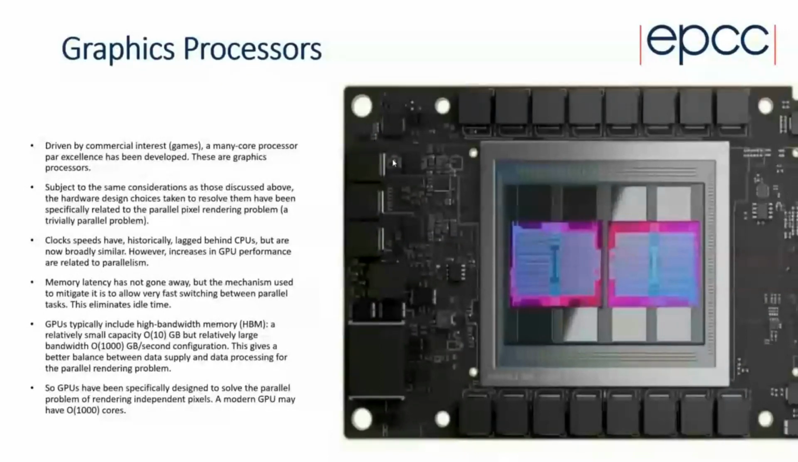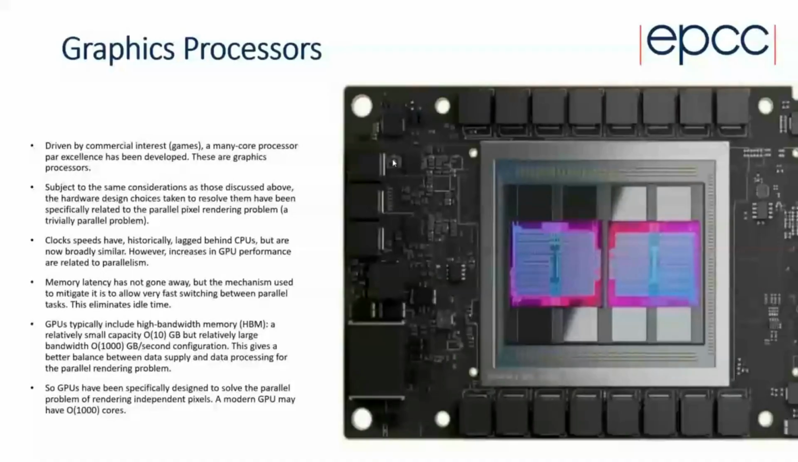GPUs typically include high bandwidth memory, but very small capacity. So this is on the order of 10 gigabytes, but again, this slide is a little bit old. The Cirrus GPUs, for example, V100s, of 2017, 2018 vintage, were 16 to 32 gigabytes. The next generation from NVIDIA, A100s, were 40 gigabytes and then 80 gigabytes. So that was the last few years. And now Hoppers are 96 gigabytes. So we're on the order of 100 already.